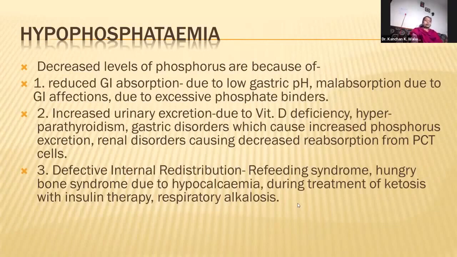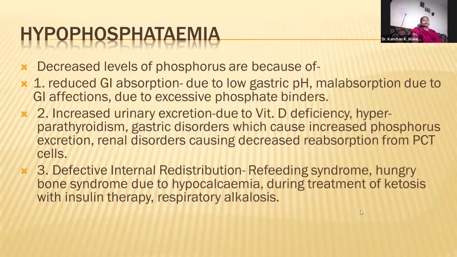Then hungry bone syndrome. Since the phosphorus is not at the proper level in the blood, there will be more breakage of bones for maintaining the normal amount of phosphorus in the blood. Again, there is osteoclastic activity to bring down the phosphorus in the blood, but the bones are not being restored with the amount of loss. So this is called hungry bone syndrome, and this is because of hypocalcemia.